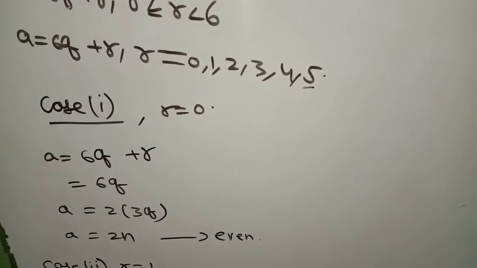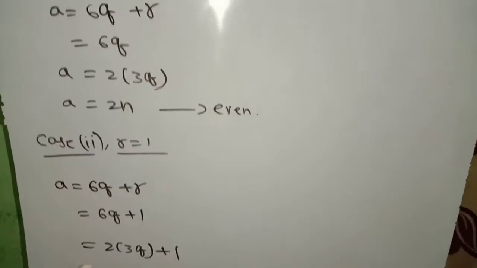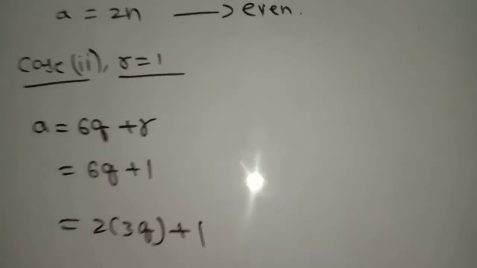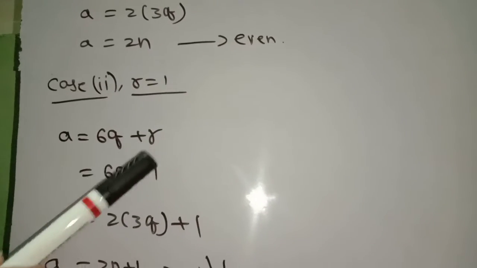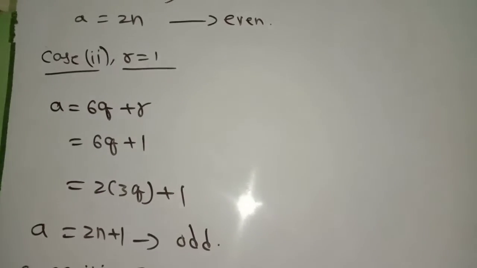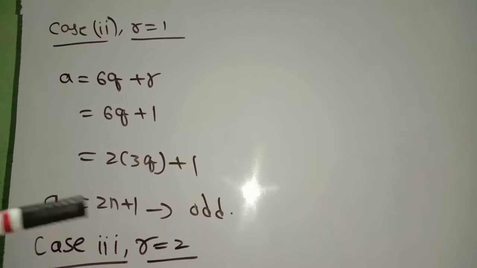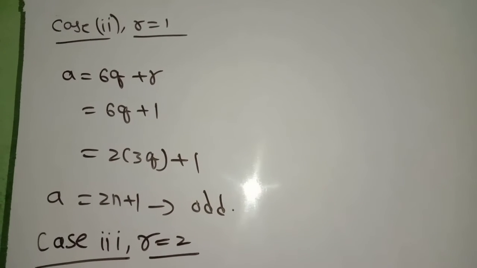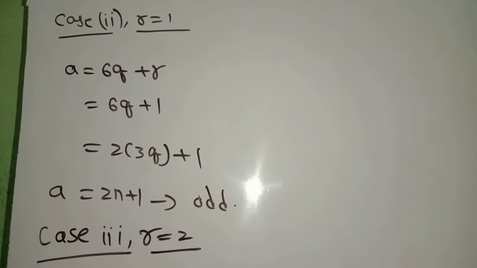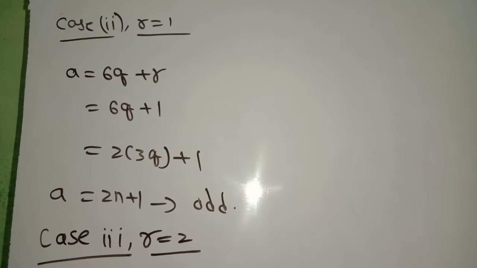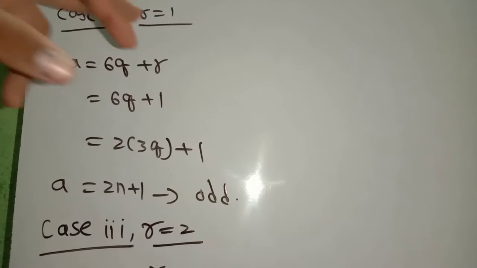In the second case, when r = 1, we have written a = 6q + 1. So 6q + 1, again we substitute here 3q as n: 2(3q) + 1, that is 2n + 1. If the remainder comes 1, then it is definitely an odd number, which is not divisible by 2. So a = 2n + 1 is odd when the remainder is 1.